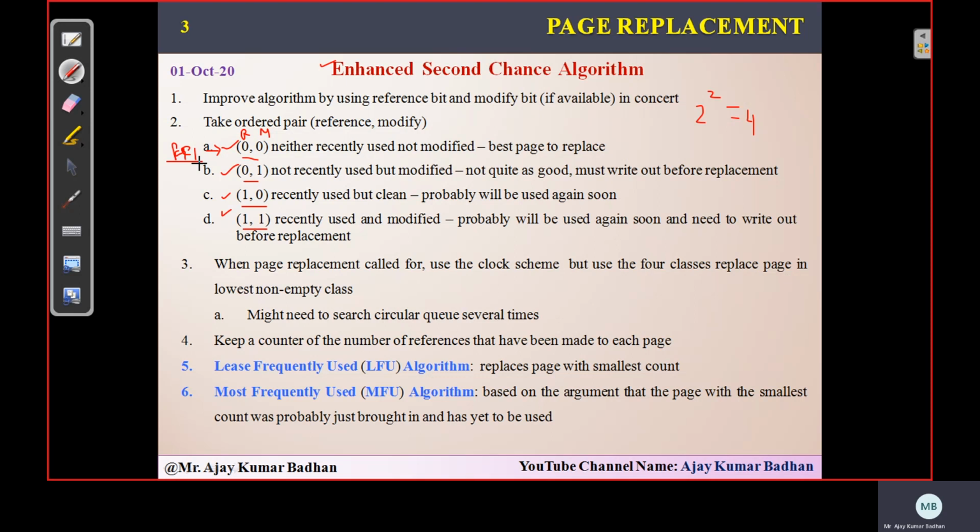We can't do it, because in order to make a modification, that page should be brought into your RAM. So that is not done. So this is the best page to replace. So we can replace this page easily. Okay, that is what he means to say in this condition.